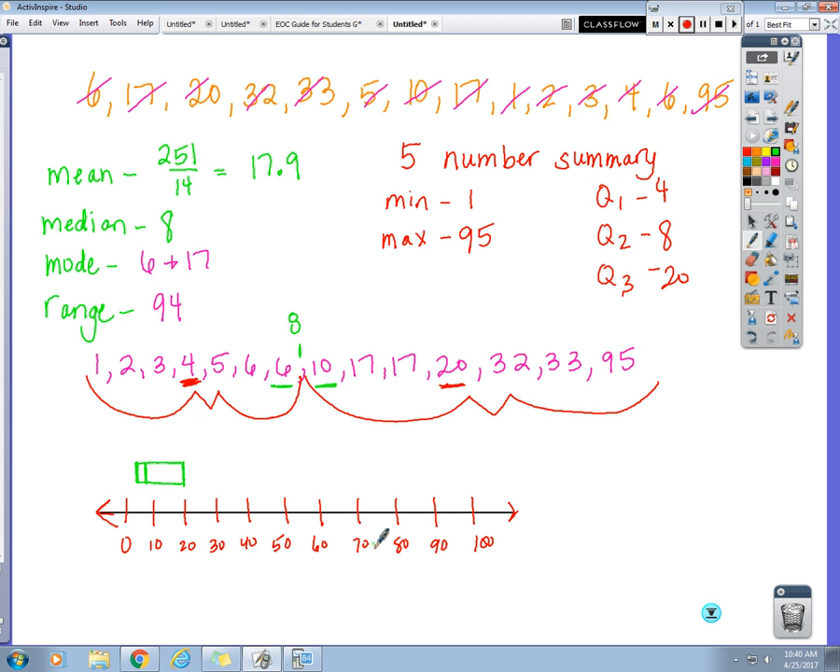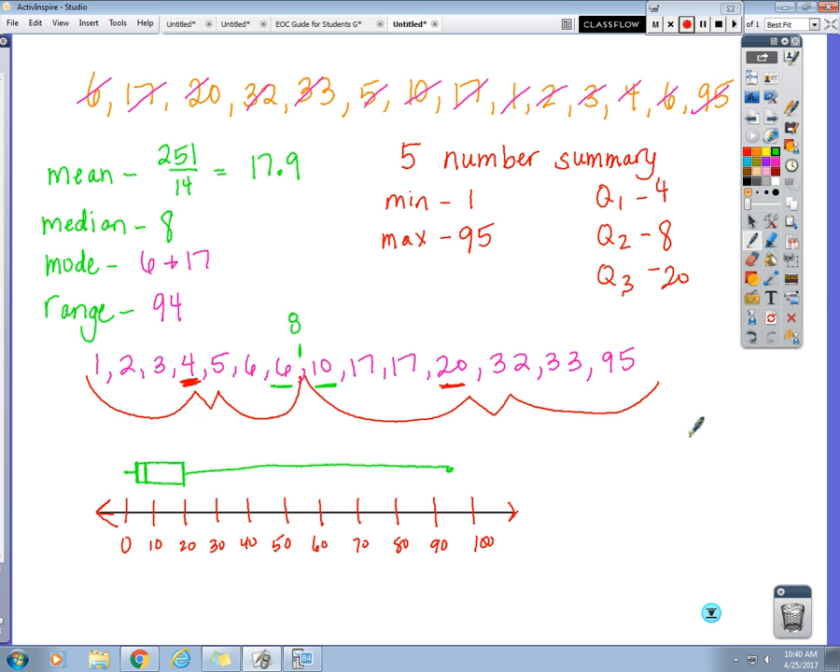Okay, your box is constructed by your quartiles. You draw a line for each of the quartile numbers, and then you just top it off, put a bottom and close it up. Your whiskers go to your min and max. So one would be right here. So there's a whisker that goes to there, and then another whisker would go all the way to 95. Okay, so that's the box and whisker plot for this data.